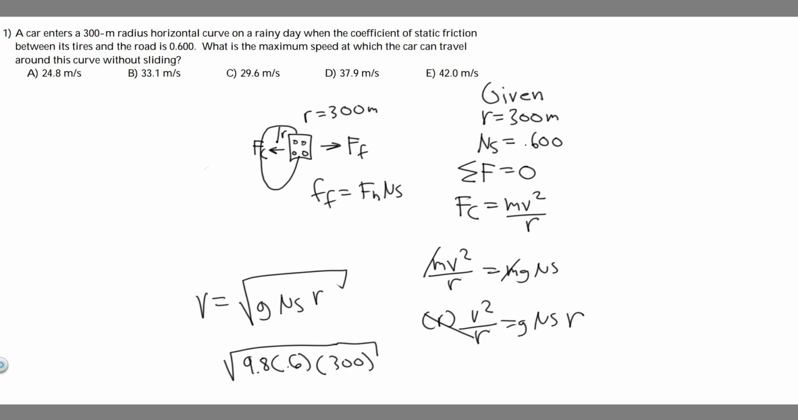When you go ahead and do this, you're going to get it equals 42. So keep in mind this velocity, 42 meters per second. And if we look here, we can see E, that's going to be your answer, 42. So yeah, this is going to be your answer, and hopefully you found this useful.